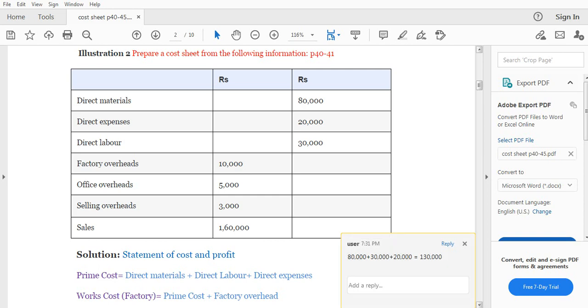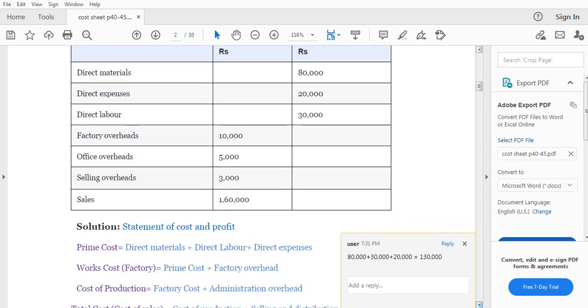Okay, so it is very simple. Carriage inwards is not given here, so we are not bothered at all to calculate the carriage inwards. So direct material given, direct labor given, direct expenses given. Direct material 80,000 plus 30 plus 20, and it is of course 130,000. This is our prime cost.